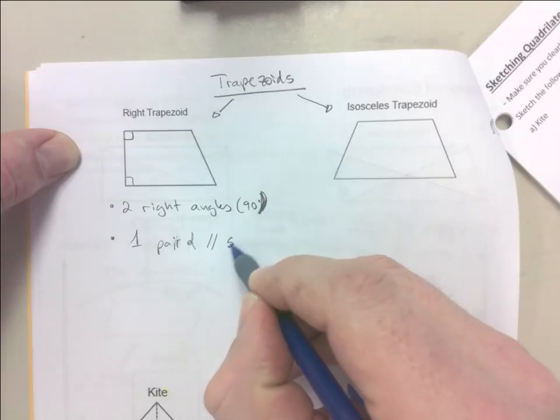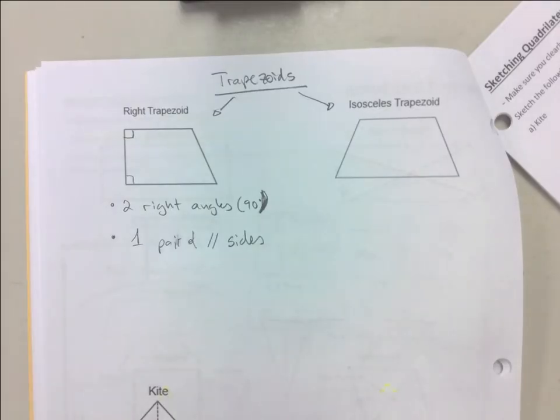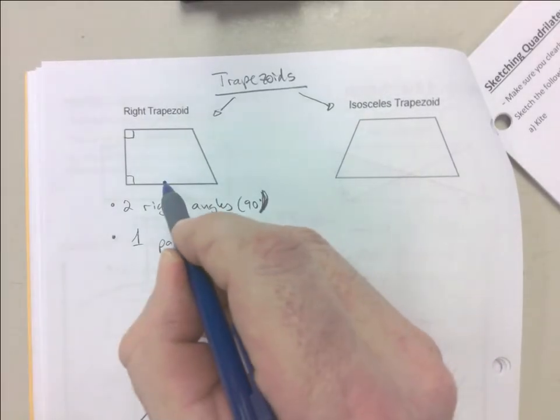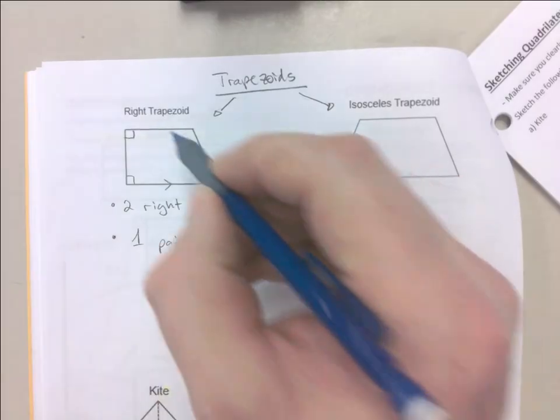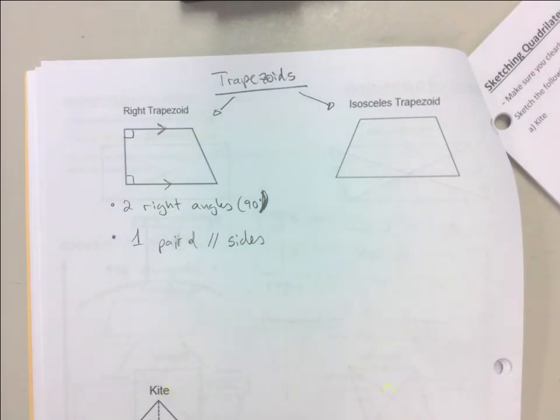I think I'm just going to use the symbol for parallel there. So that's it. A right trapezoid doesn't have much to offer. So this bottom base here is going to run parallel to that one up top. Okay.